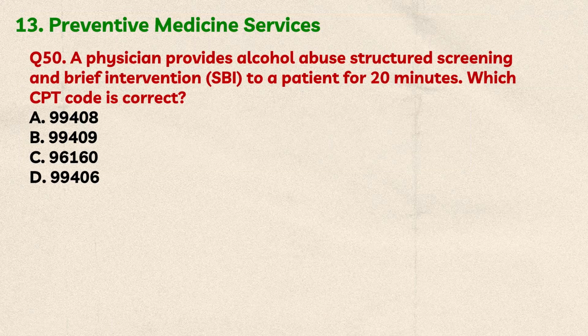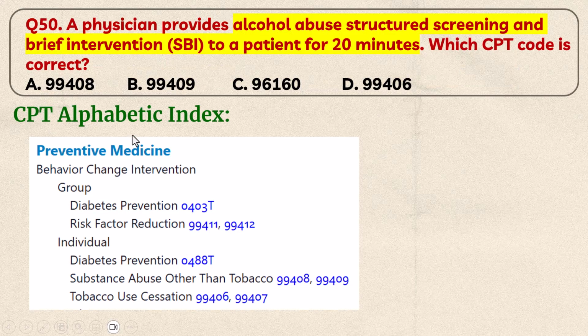Question number 50. A physician provides an alcohol abuse structured screening and brief intervention (SBI) to a patient for 20 minutes. Which CPT code is correct? So there are 4 answers available. Take your CPT code book and find the answer. So here you have to highlight this is alcohol abuse structured screening and brief intervention to a patient for 20 minutes. So again, let's use the alphabetic index method. Go for the main index term preventive medicine and subterm behavior change intervention. Again, it's the individual, and here alcohol abuse. So alcohol abuse is included in the substance abuse other than tobacco. So tobacco has a separate code, substance abuse other than tobacco including the alcohol is included here. So the code series are 99408 and 409.